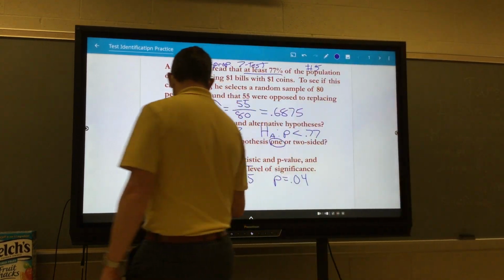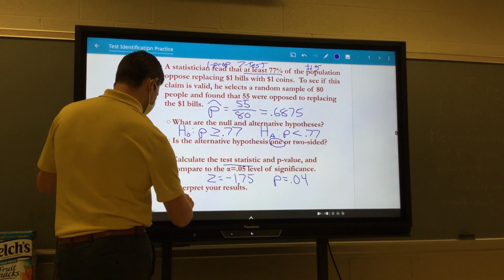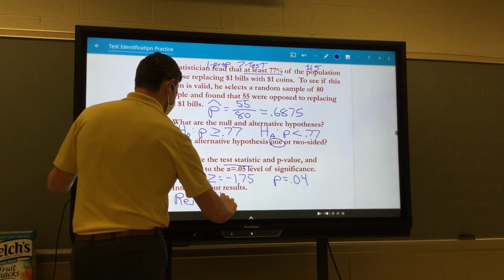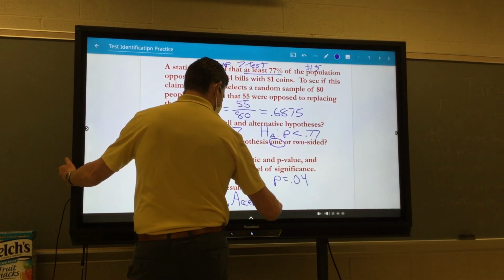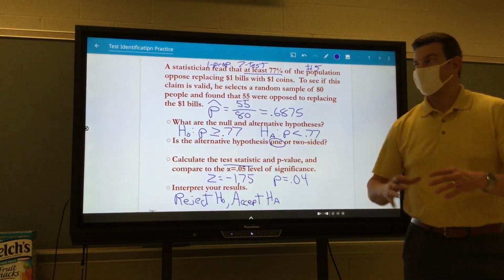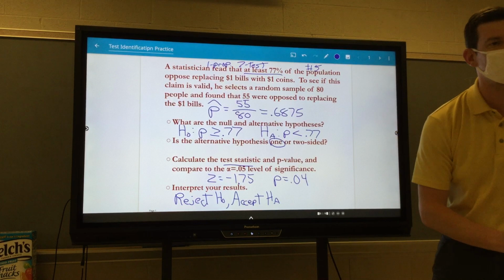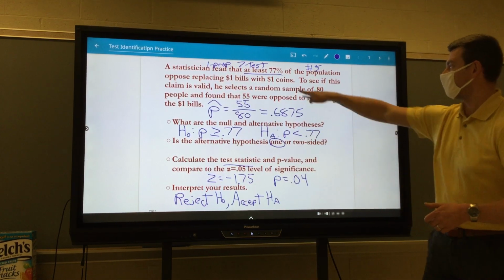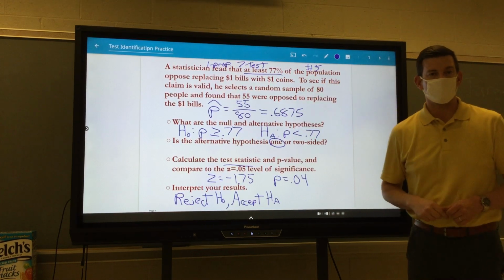Reject the null hypothesis. P is low. Reject the H0. Reject the null. Accept the alternative. So what that means is we believe this is true. We believe that there is significant evidence that that population proportion is actually less than the 77% that they claimed it to be.